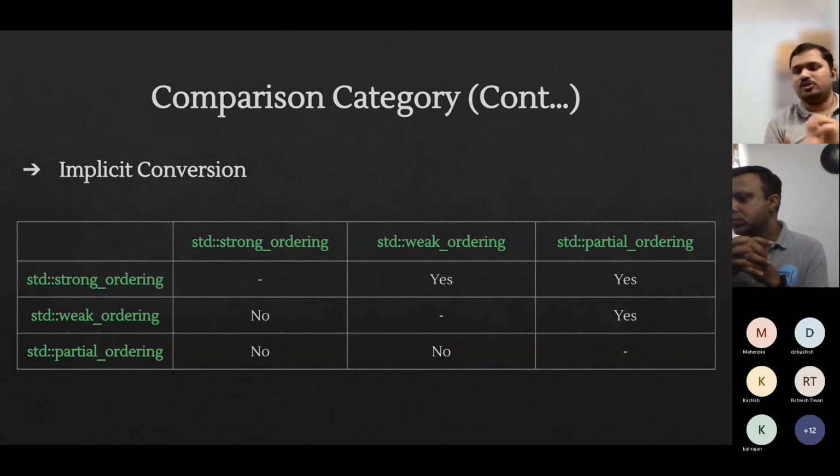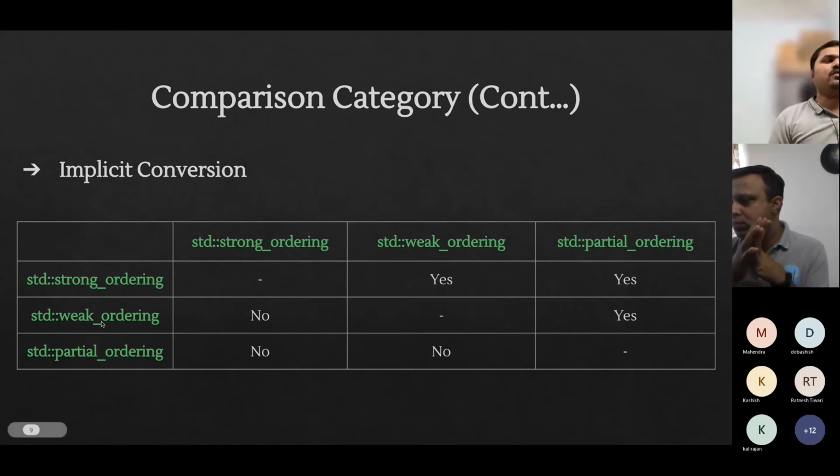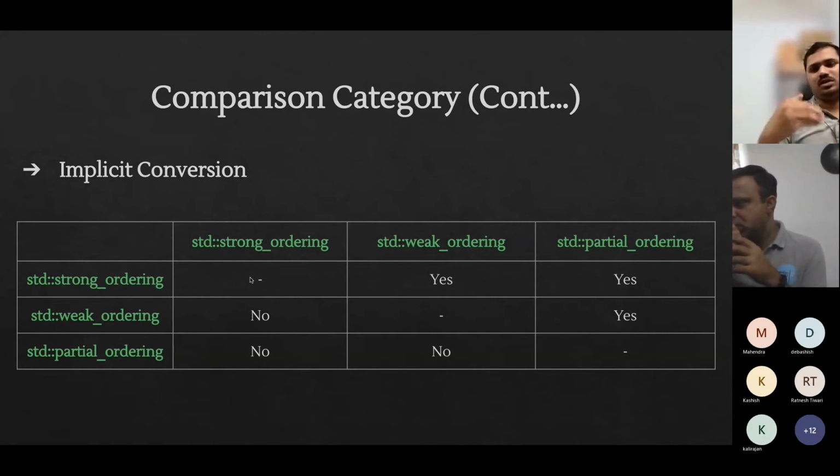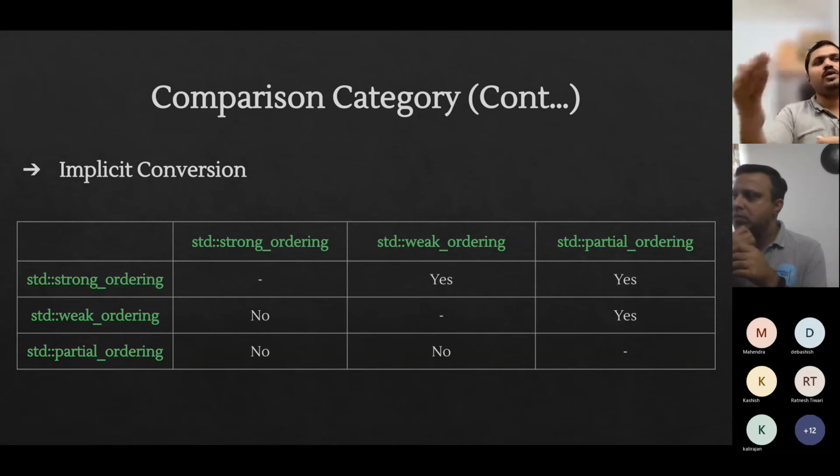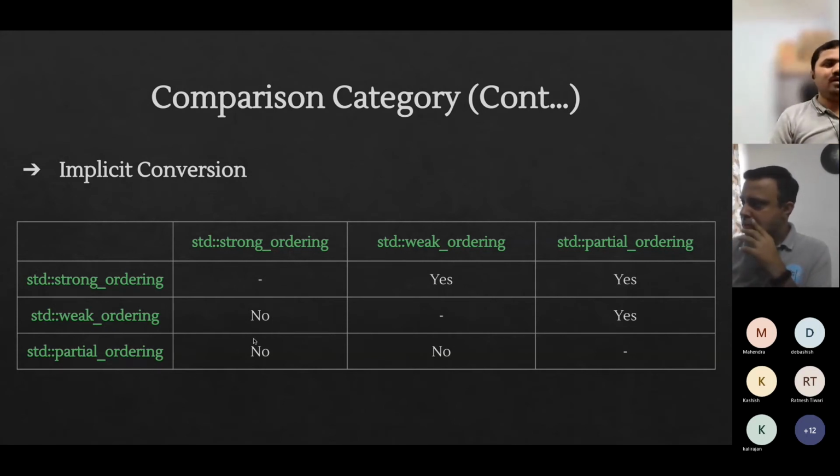In the partial ordering also, same thing, right? But you can't convert weak ordering to strong ordering. Why? Because let's say in weak ordering you got equivalent. There is no equal to equivalent in a strong ordering, right? Equal is stronger as compared to equivalent. So you just can't do that conversion. And similarly with the partial ordering, you can't implicitly convert partial ordering to strong ordering or weak ordering.